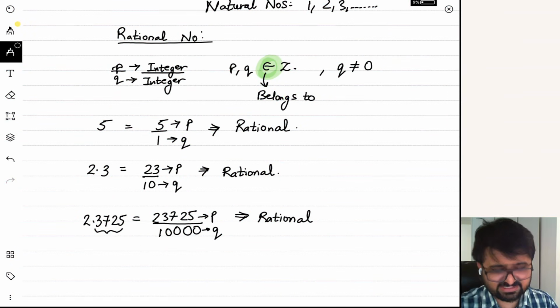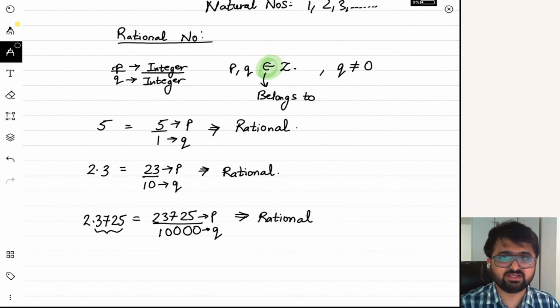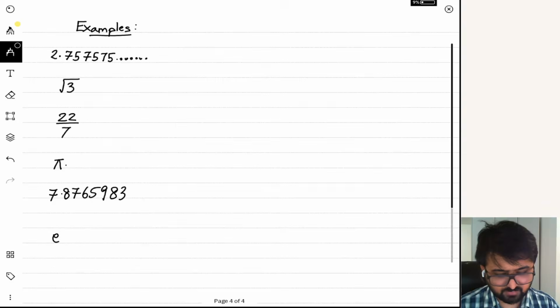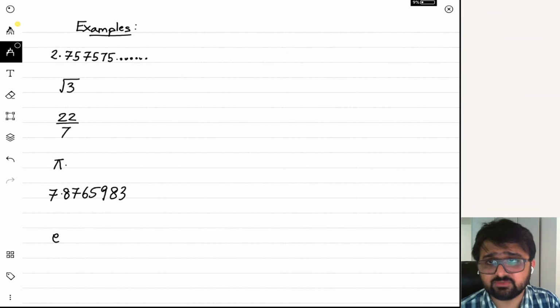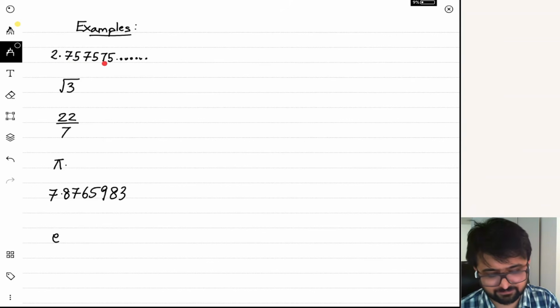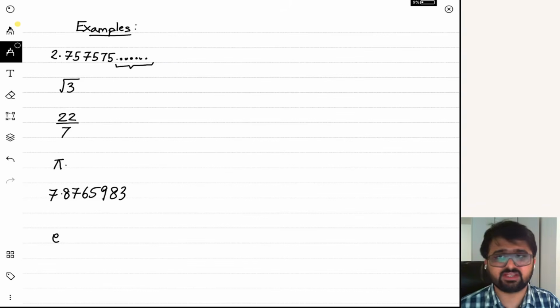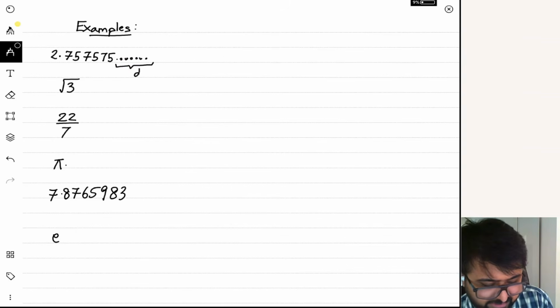Now let us look at a few examples to better understand how to differentiate between rational numbers and irrational numbers. Let's look at example 1. We have the number 2.757575. Now, is this non-terminating? That's the first thing that I generally like to see. So yes, it is non-terminating. That means it does not end.